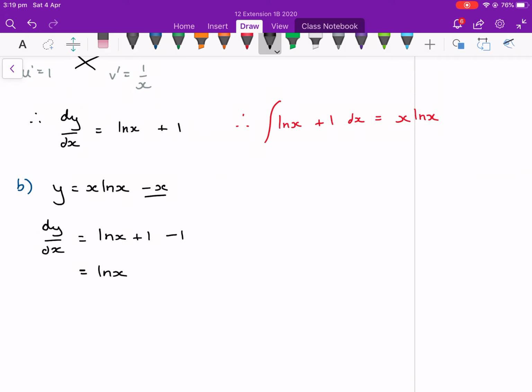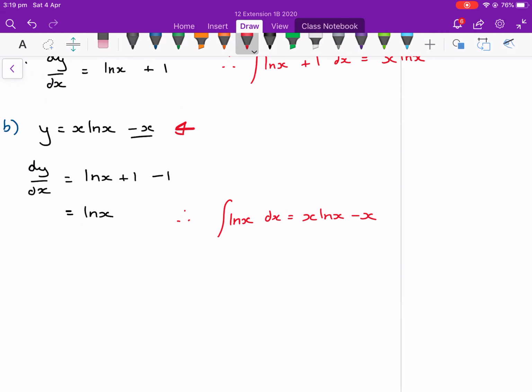Now, why that's important is we're saying that if we differentiate this, we end up with ln x. So therefore, if we were to integrate ln x with respect to x, we would end up with the original expression that we started with, which is x ln x minus x, plus c, because there's no limits yet.